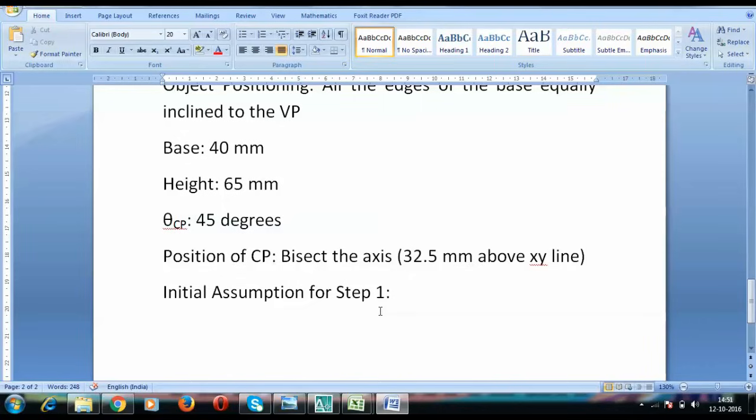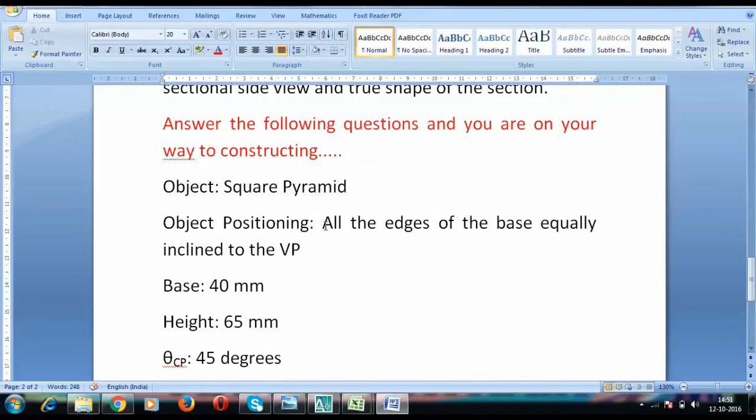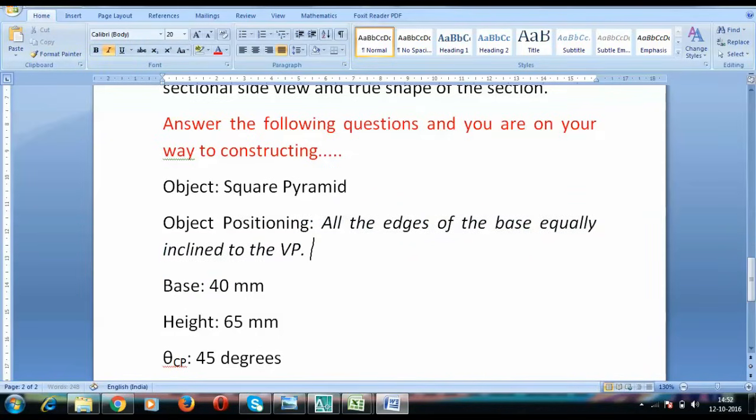Now, the main issue in any question of section of solids or projection of solids is the start. And if you start well, you're going to end up doing well. So we have this object positioning: all edges of the base are equally inclined to the VP and resting with its base on HP, that is the horizontal plane.